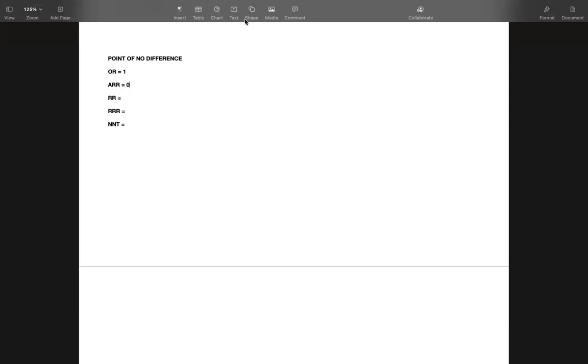If anyone is unable to understand, they can just raise their hand or ask me in the chat. Again, I'm repeating, the point of no difference means the least possible value that we can get from these formulas. The least possible value for odds ratio is 1 because it is a ratio. For example, if we have 10 in the numerator and 10 in the denominator, then the least possible value we can get is 1. We cannot get 0 from a ratio. But if we talk about a difference, for example absolute risk reduction, then the least possible value is 0.